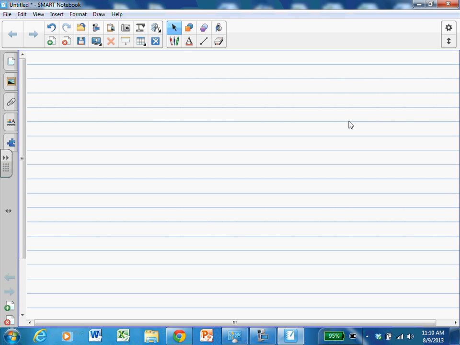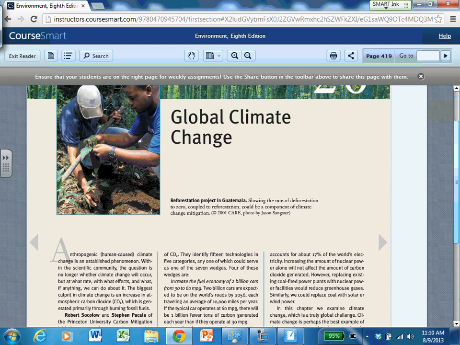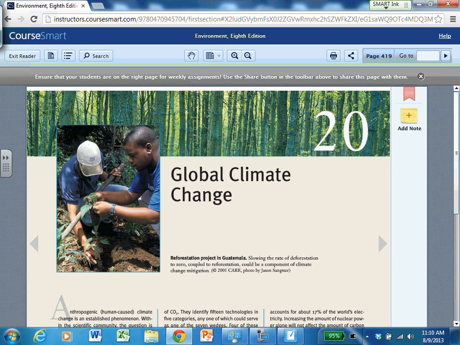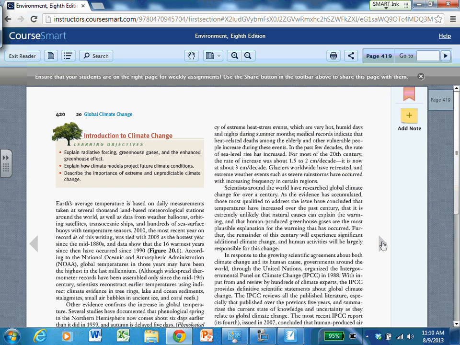So if we look at your textbook, Chapter 20, Global Climate Change, the first thing that you can start by doing is a pre-read of the chapter. You might look at the beginning and then look at the learning objectives and introduction to climate change, read the titles. And this is giving your mind something to focus on when you actually come back and do the reading.